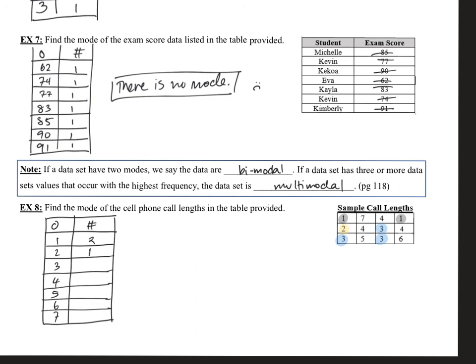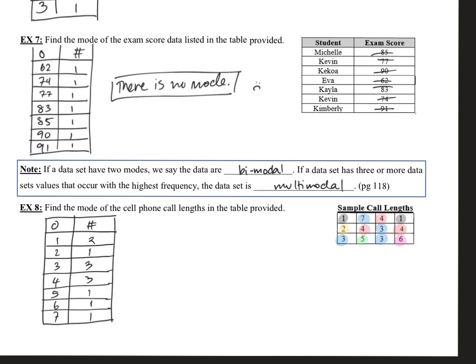You can go ahead and pause this video and figure this out on your own if you'd like, or you can follow along with me. We see 4 three times. We see 5 once. We see 6 once. And how many times do we see 7? Also just once.